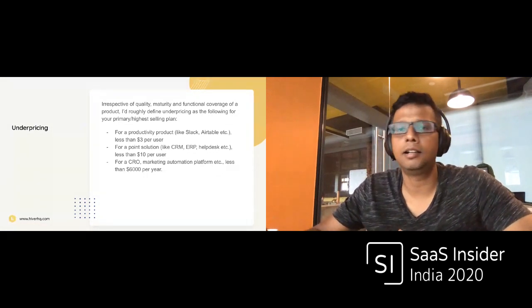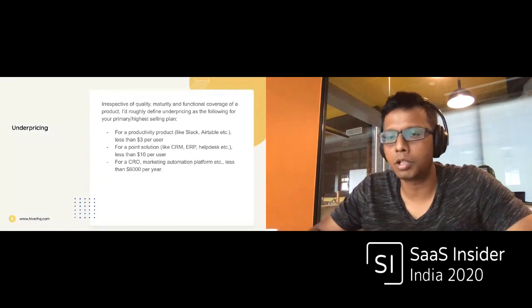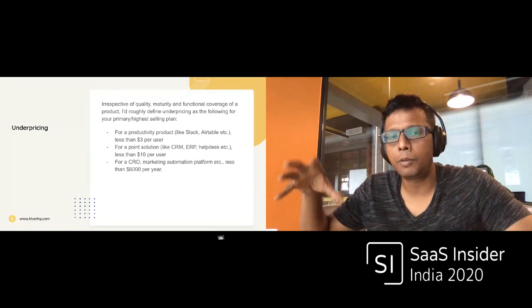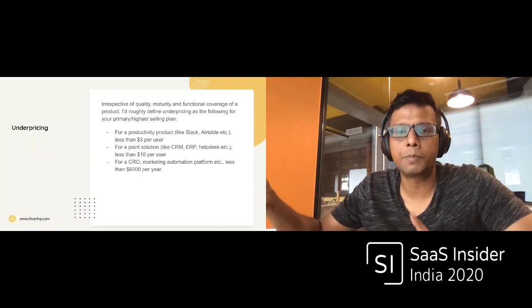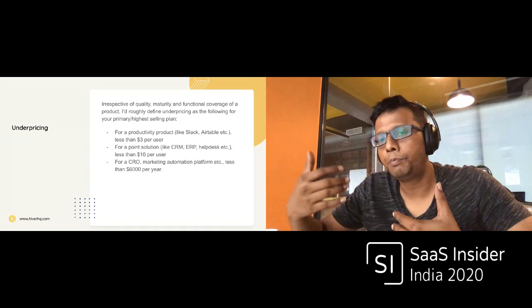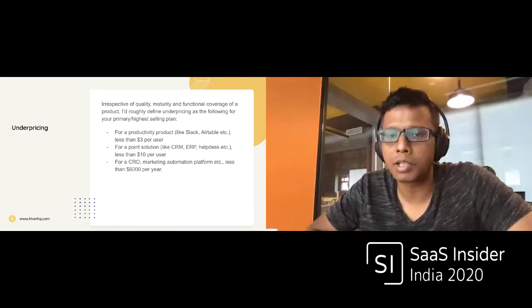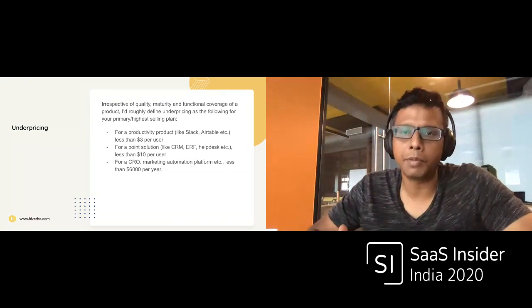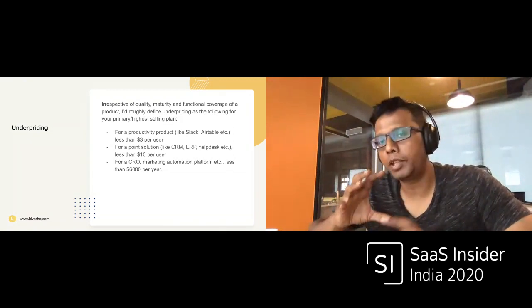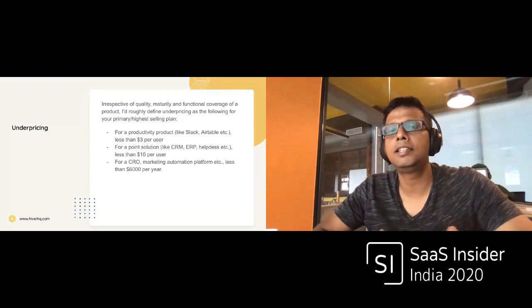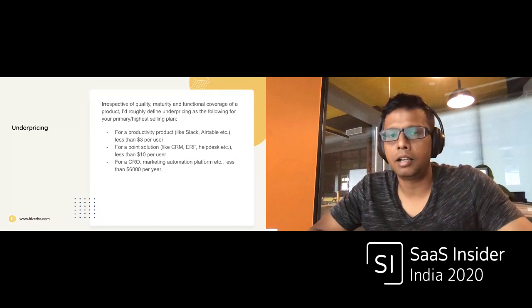if you have a CRM or ERP or a help desk, kind of point solution, which is used by one function in a company to do a specialized job, and you are pricing it under $10 per user, and if you have a rate optimization platform or marketing automation platform, and you're pricing it less than $600 per year, which is less than $500 per month, right?